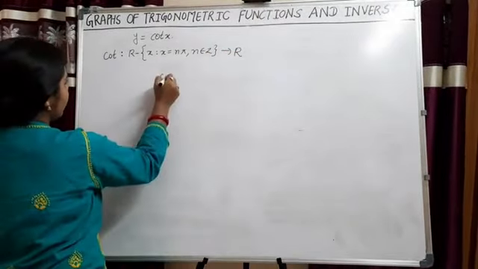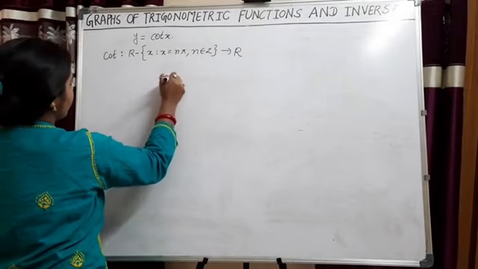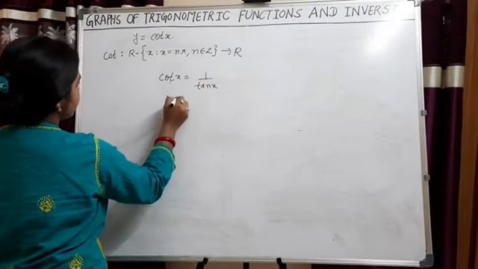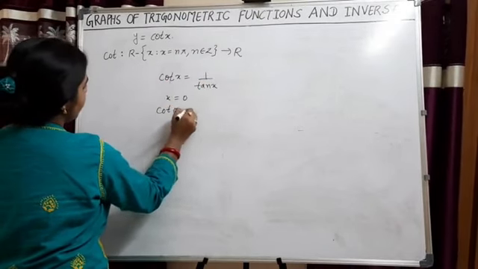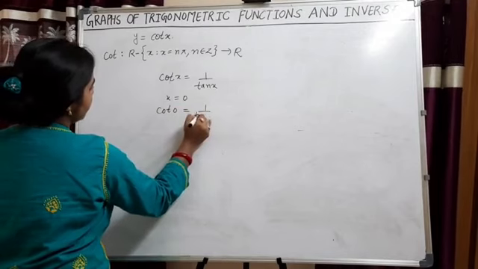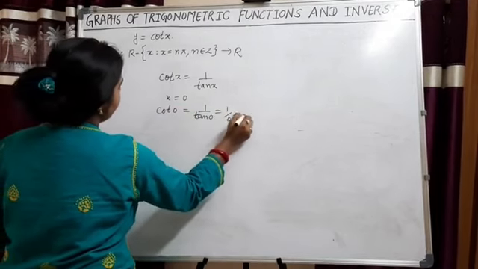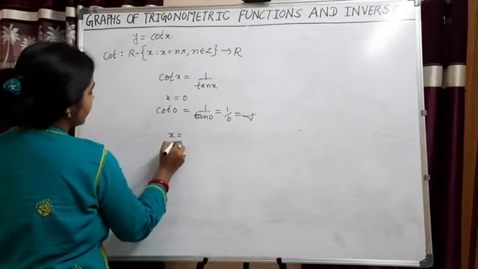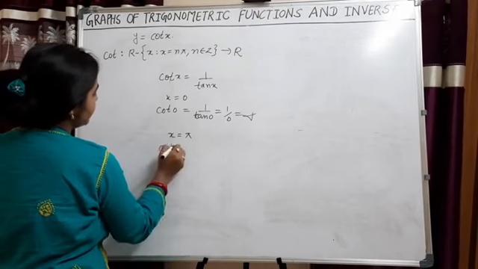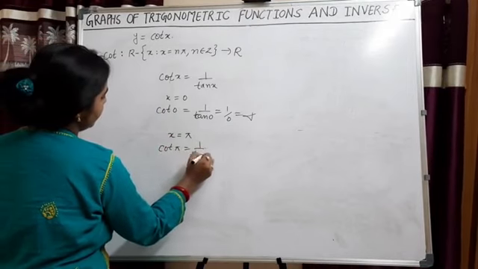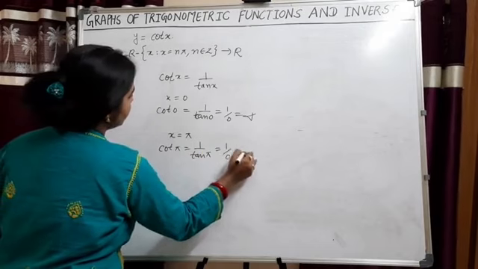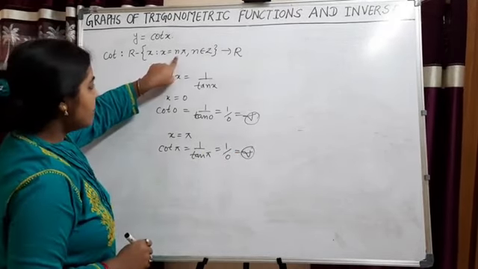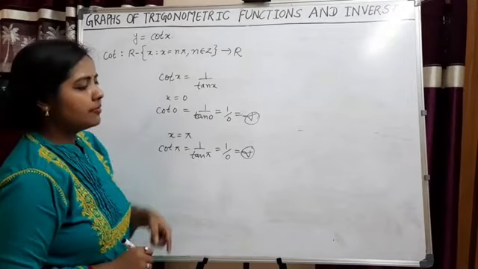We know that cot x equals 1 by tan x. If I take x equals 0, then cot 0 equals 1 by tan 0, and 1 by 0 is infinity. Again, taking one more value, x equals pi, cot pi equals 1 by tan pi, which is again 1 by 0, meaning infinity. So at every multiple of pi we get an infinite value.